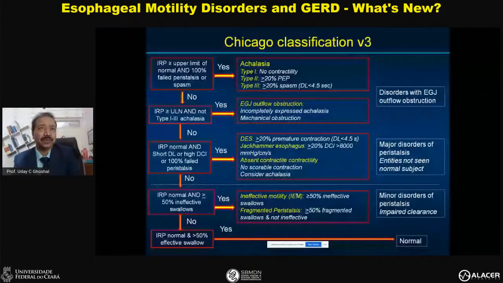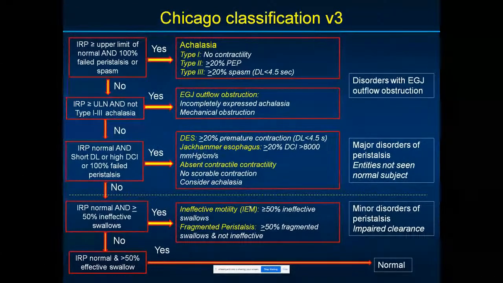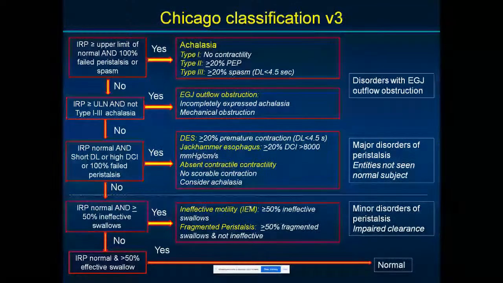This is the Chicago classification, algorithm version 3. If you have done a manometry, look at the integrated relaxation pressure first. If the integrated relaxation pressure is greater than the upper limit of normal, that is 15 millimeters of mercury, then you look at the peristalsis. If IRP is equal to or greater than the upper limit of normal and there is 100% absent or failed peristalsis, look at the esophageal body contractility.